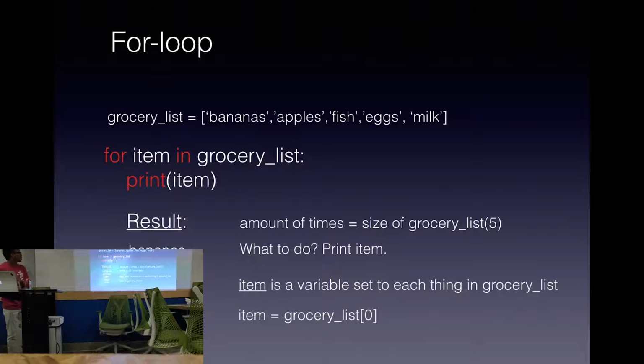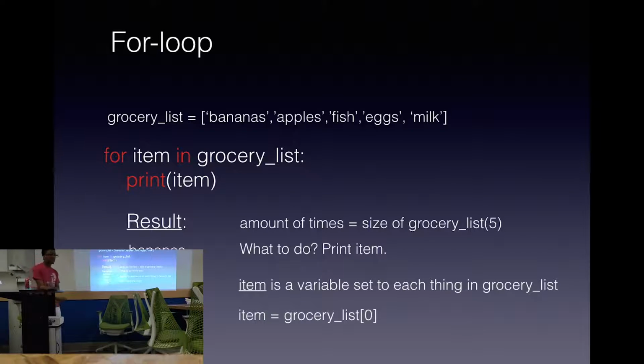So in Python, you can have something like a list. We have this grocery list, and let's say we want the program to tell us every single item which is in the list. Using a for loop, we can do for item in grocery list, which is pretty much saying for every single item in this list, just print this item. So the result would give us back that we have bananas, apples, fish, eggs, and milk in our grocery list.